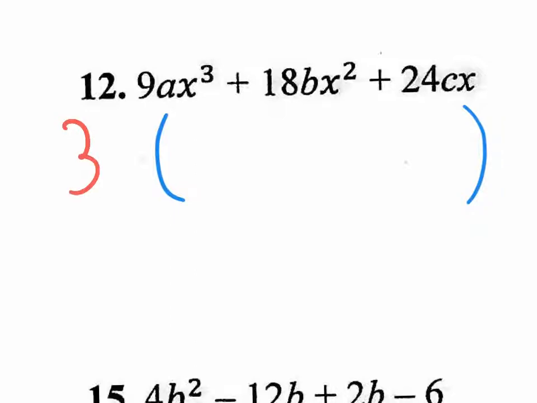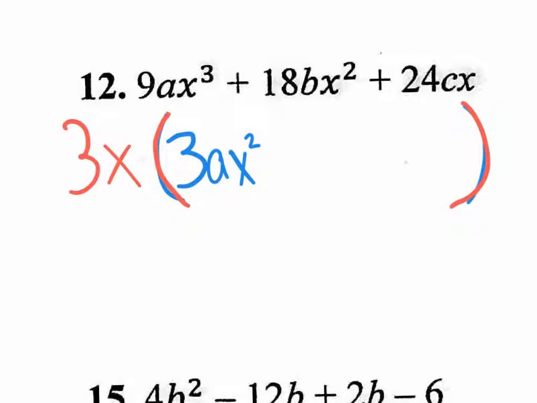Let me do this in red. I always do this in red. Are there A's in all 3 terms? No. Are there B's in all? No. X's? Yes. So 3x is our GCF. So now 3x times what gets us 9ax to the third? 3a x to the second.